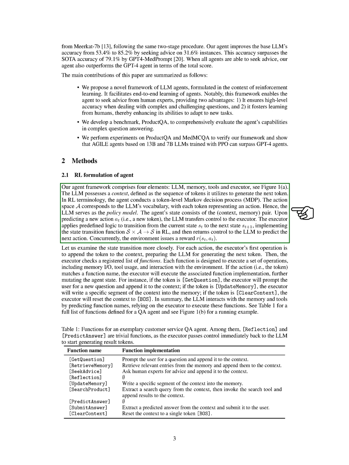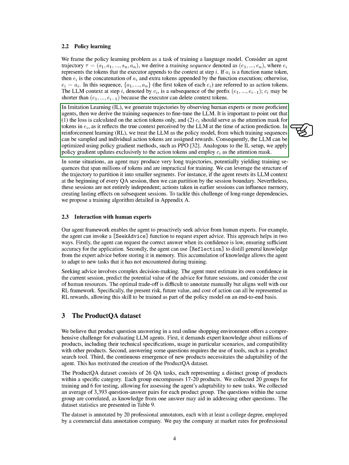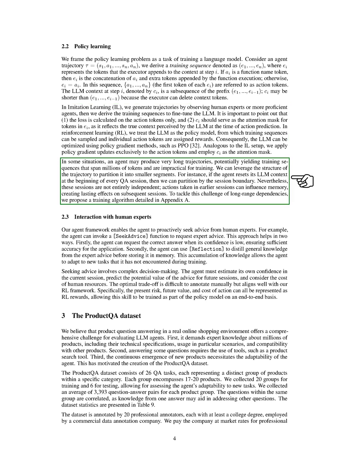An agent trajectory is derived from a sequence of states and actions. We create a training sequence based on the actions taken by the executor, where each action token is appended to the context. In imitation learning, IL, we generate trajectories by observing human or expert agents and fine-tune the LLM based on these sequences. In RL, the LLM serves as the policy model, and training sequences are sampled from it. The LLM is optimized using policy gradient methods like PPO, focusing on action tokens. To handle long trajectories, we can partition them into smaller segments based on the structure of the agent's interactions.